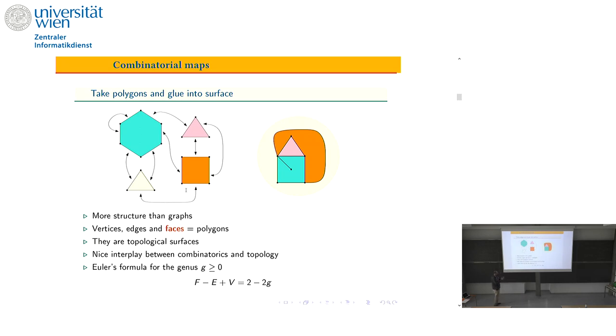And we have objects that are really topological surfaces. There's a nice interplay between combinatorics and topology that's super well known and given by Euler's formula for the genus of the surface that you built, which is this combinatorial formula where g is a non-negative integer, say.